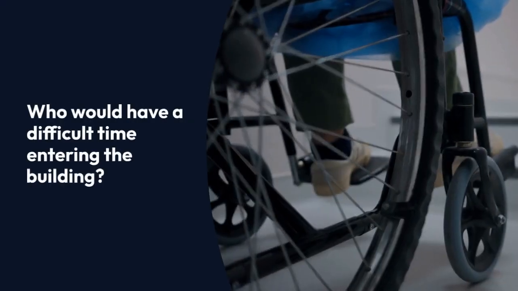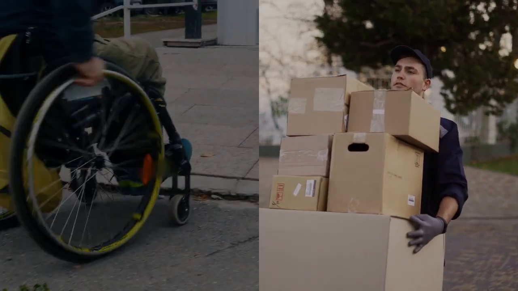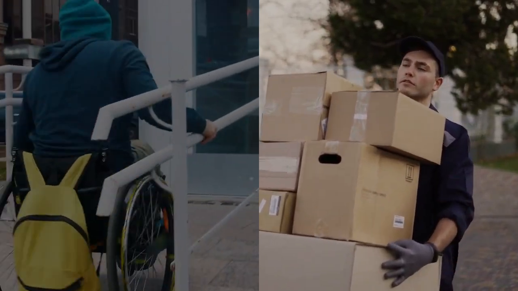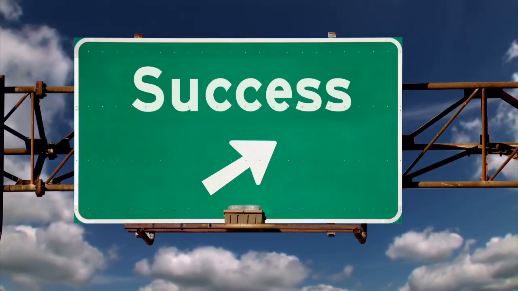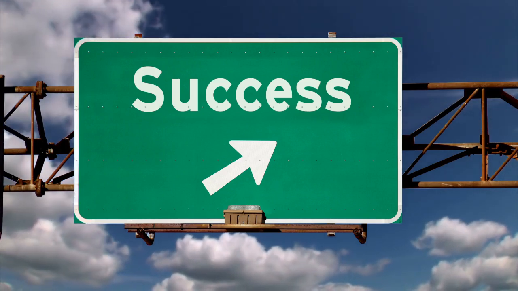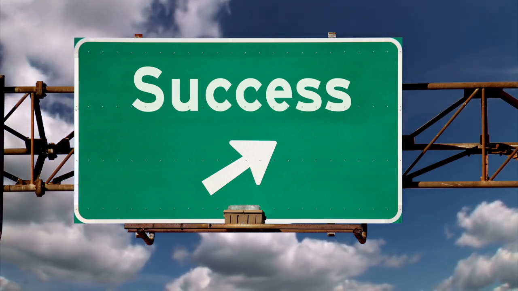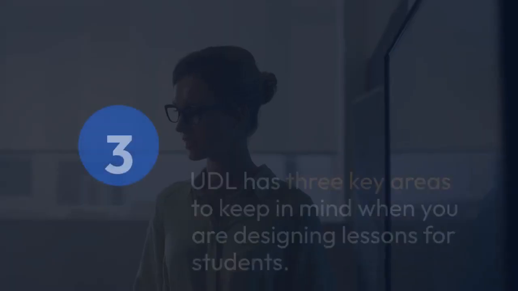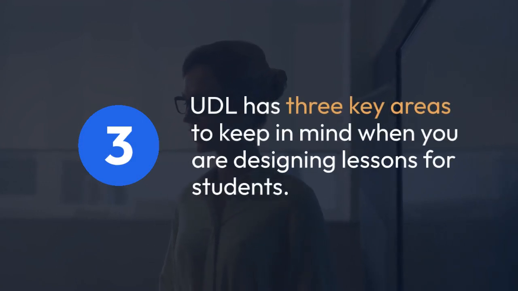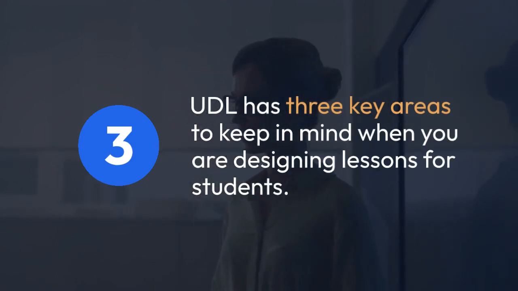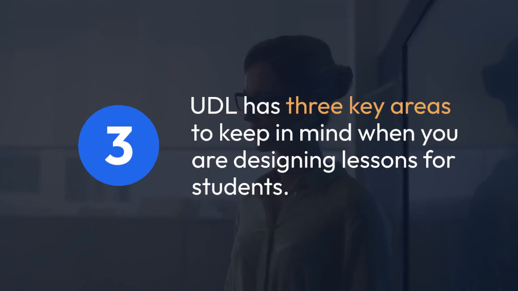Consider a building with many steps and a heavy door at the top. Who would have a difficult time entering the building? Many people might, for example, someone in a wheelchair or who was carrying a heavy package. Universal Design for Learning asks instructors to build classes that assist all students in learning. UDL has 3 key areas to keep in mind when you are designing lessons for students. Let's look at those 3.